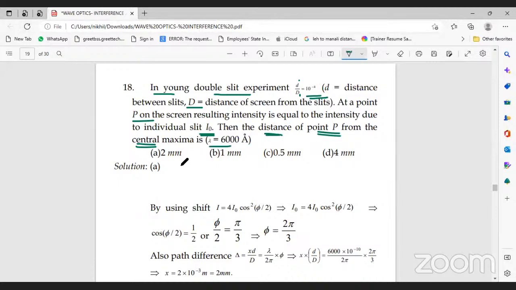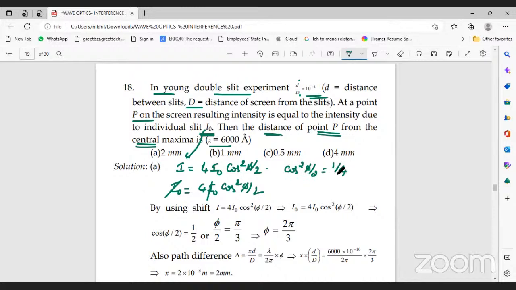What's the formula for the intensity? 4 I naught cos squared phi by 2, isn't it? This intensity is equal to how much? I naught only. So this is I naught equals 4 I naught cos squared phi by 2. I naught and I naught cancel. So what is cos squared phi by 2? 1 by 4. What is cos phi by 2? 1 by 2.